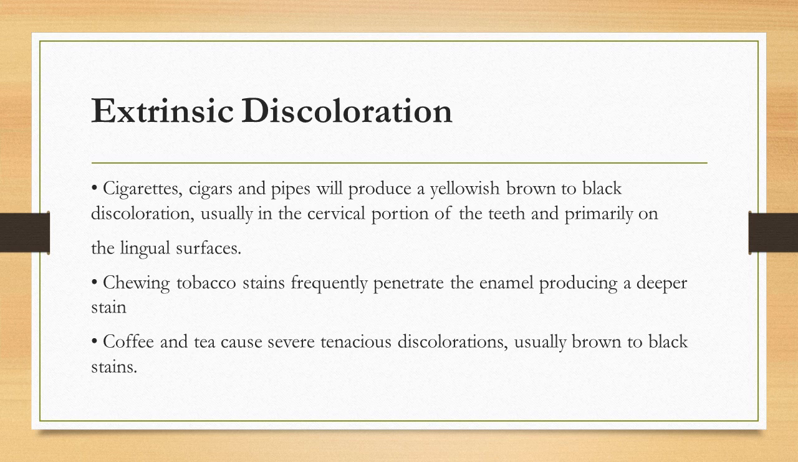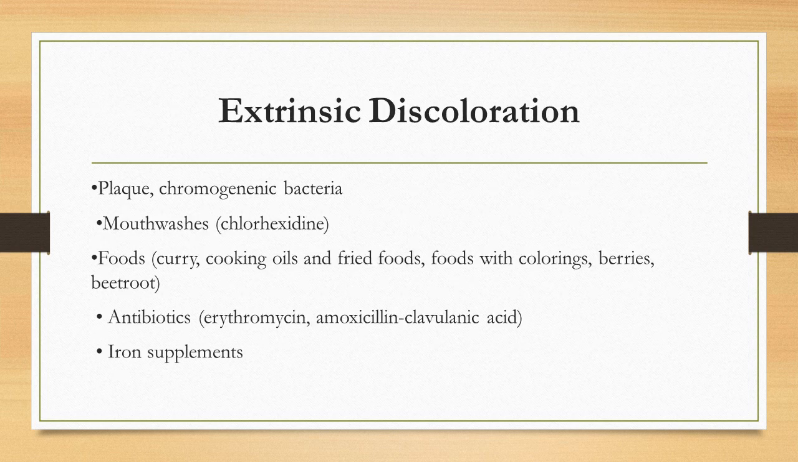Chewing tobacco also, due to chewing and the pressure from the occlusion, the stain will go inside the deep portion. It's a deep stain. Coffee, tea, they will cause some tenacious discoloration, usually brown to black discoloration. Plaque, chromogenic bacteria, mouthwash, as I mentioned. Some food like the curry, cooking oil, fried food, foods with coloring, berries, beetroots, all of these.